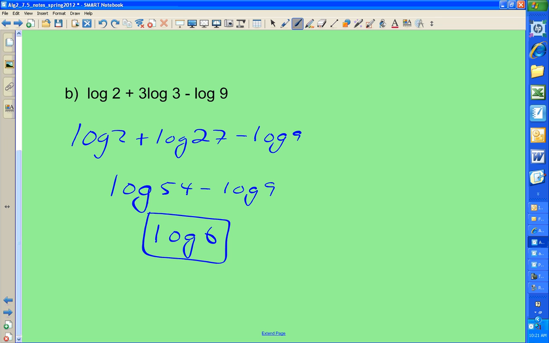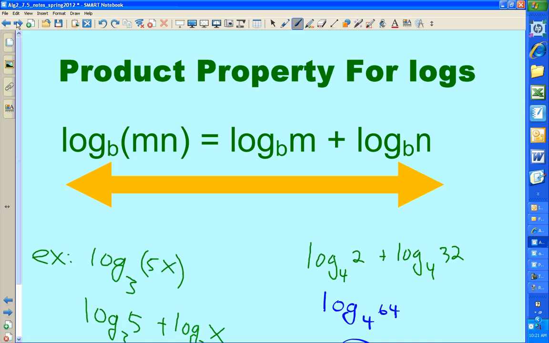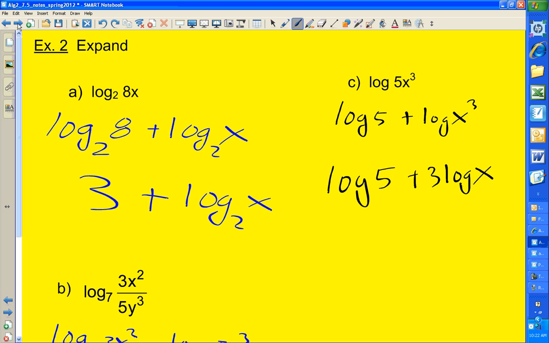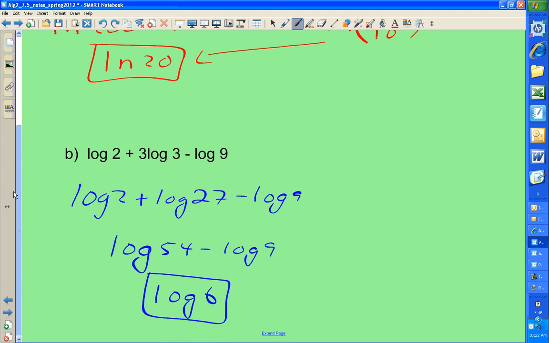How did you get log 54? 2 times 27 is 54. That's the product. Remember the product property if we go back? If you have log plus log, it becomes the log of the product when we go backwards. So we're going backwards here. And then when you're subtracting logs, you find the quotient. 54 divided by 9 is 6. Okay.